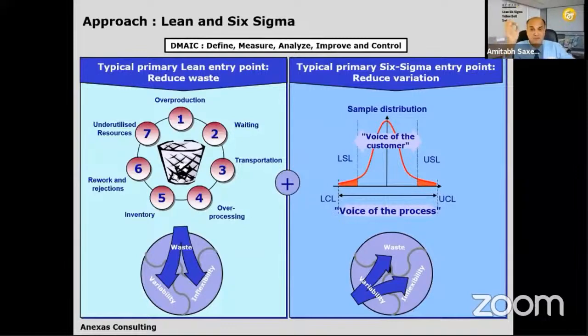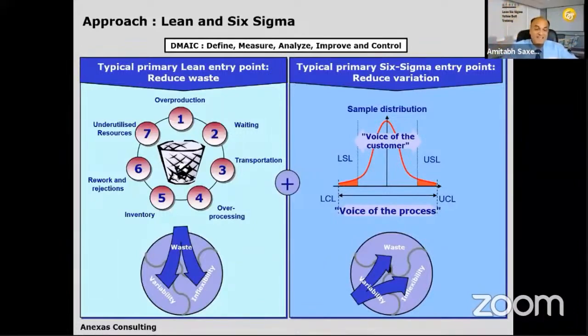We conduct trainings in both Lean and Six Sigma. So when you become a green belt or a black belt from us, and like today also you are going to become a yellow belt, you are a Lean and Six Sigma yellow belt, not only a Lean yellow belt or Six Sigma. By the way, in Lean there are no yellow belts or green belts and black belts. In Six Sigma there are. So it's a combination of both methodologies to deliver value to the customers.